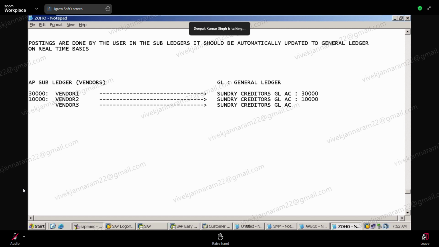So the subledger is also a type of account. It's not a vendor. In the subledger there will be vendors. The subledger is the book name, and inside that, the account names are vendor 1, vendor 2, vendor 3. That's an account name, not a vendor name. Account and vendor both: this is the GL account, this is the vendor account. Both are accounts.